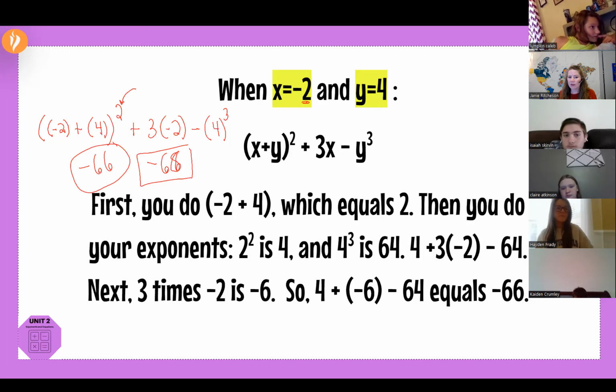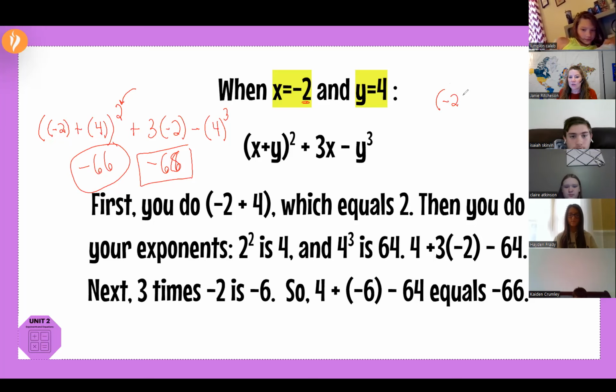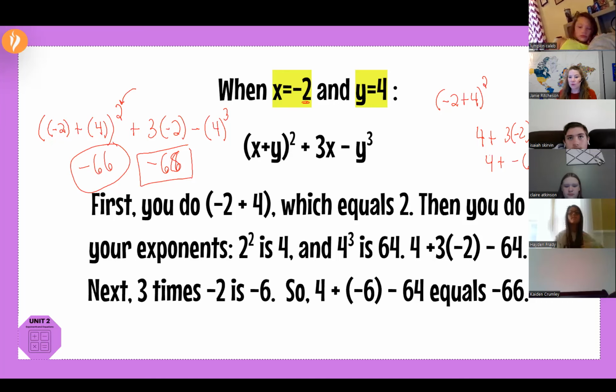All right. So if you don't have a calculator, then you got to make sure when you're doing what's in parentheses, -2 plus 4. So -2 plus 4 is +2, right? So then you're going to square +2 and you get 4 plus 3 times -2. So 4 plus 6, or excuse me, -6 minus 4 cubed. Well, 4 cubed is 64. And then you put all that together and you once again did -66. All right. How do we feel about that, you guys? Pretty good? Awesome.